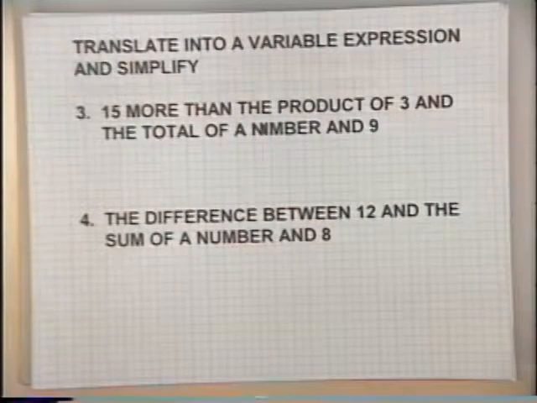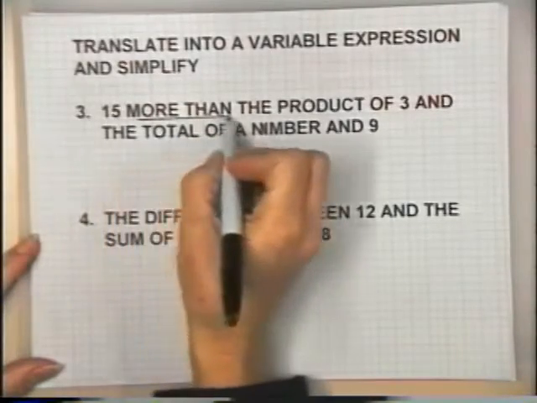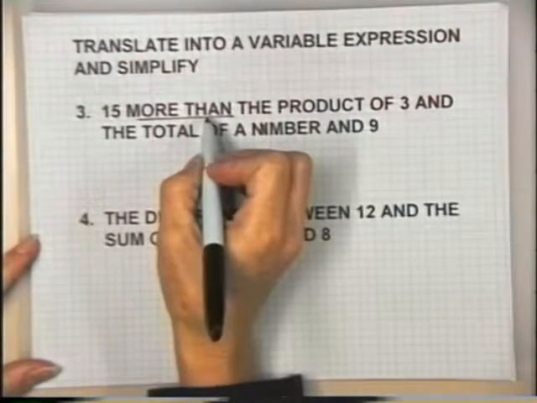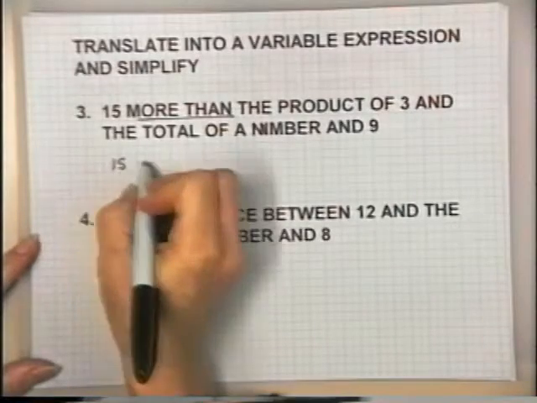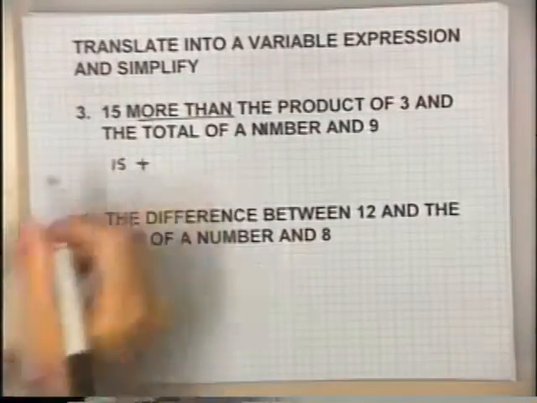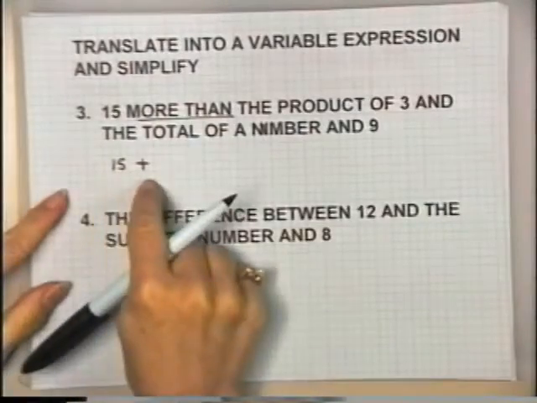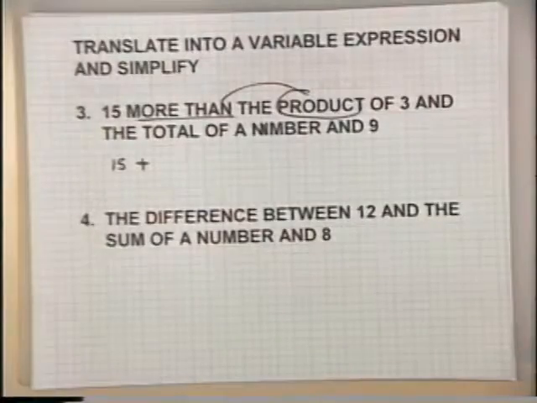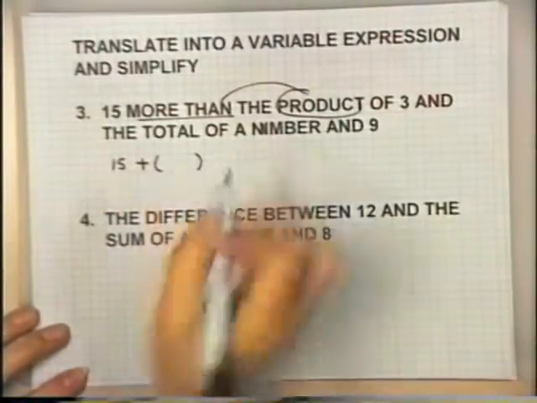Try not to panic when you see these complicated expressions. Let's take it slow and easy. 15 more than. More than is one of those words that indicated we're going to be adding. So we're going to be adding 15 to something else. 15 more than, so 15 plus. Now, what are we adding this 15 to? We're adding it to a product. So this product, let me use some parentheses to enclose that.